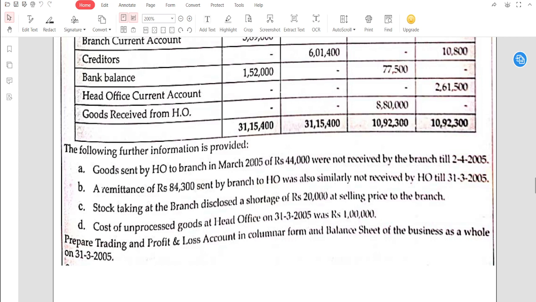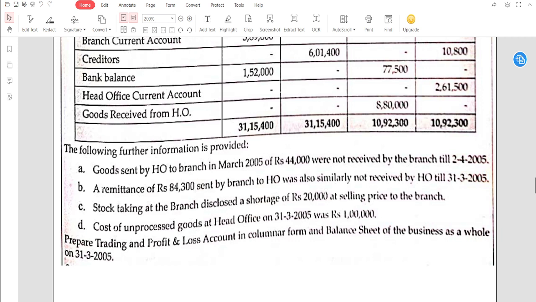See here, there is a shortage of stock of rupees how much? 20,000 at selling price to the branch. So the shortage of the stock is nothing but 20,000. That is what we need to understand first. Here the shortage of stock is 20,000 at selling price to the branch.